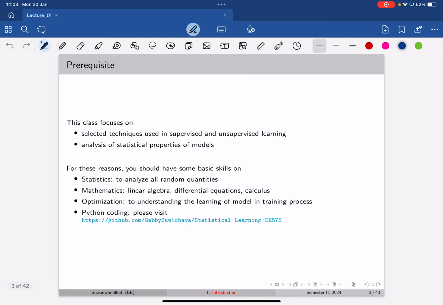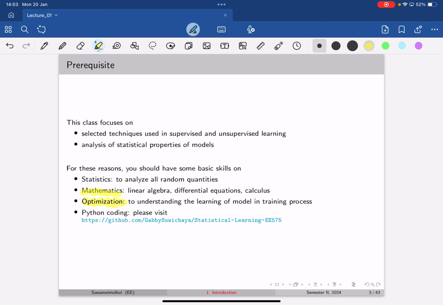Okay. So these are the prerequisites of this course: statistics, mathematics, optimization, and Python coding. But I would highlight the optimization. We will use quite a lot. But it's more about seeing the optimization problems and understanding the underlying meaning. I probably wouldn't ask about derivation or anything like that, but just to know what the meaning is.